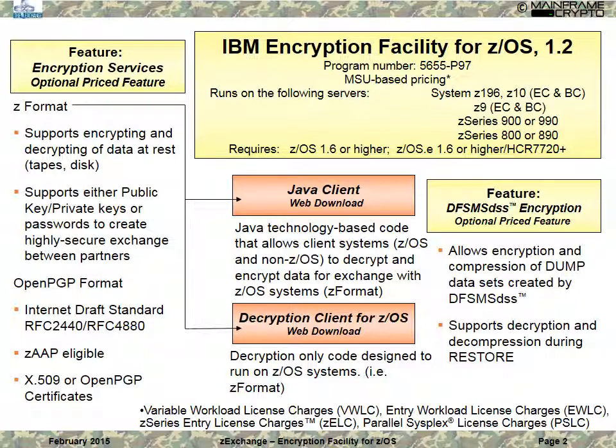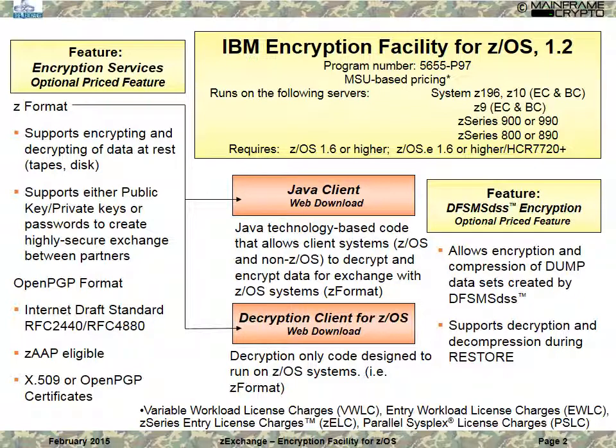So it basically just ran in a Java environment, and it could encrypt or decrypt data. They could encrypt data using the Java client and send it to you. You could read it, you could decrypt it with the encryption facility program product. So the licensing requirement for the Java client was that one of the parties, either the encryptor or the decryptor, had to be licensed for the encryption facility. But as long as one party was, the other one could use the Java client so they could communicate.